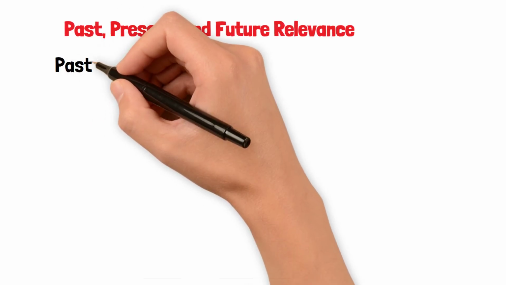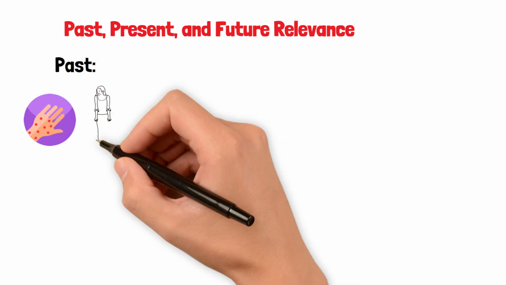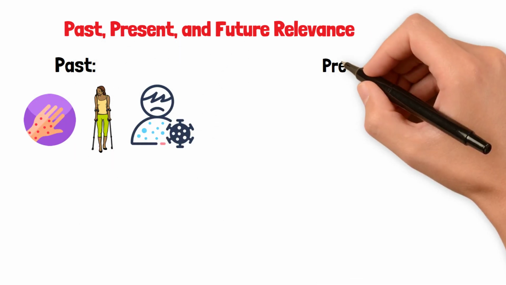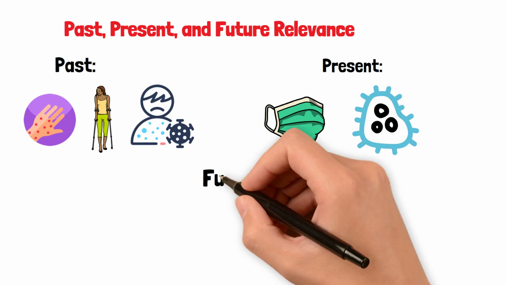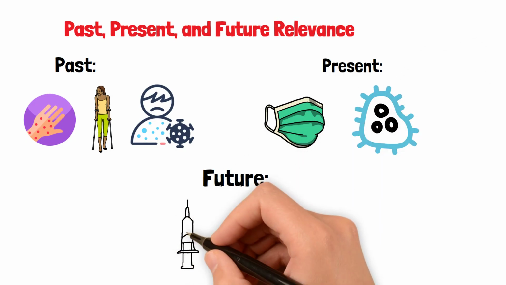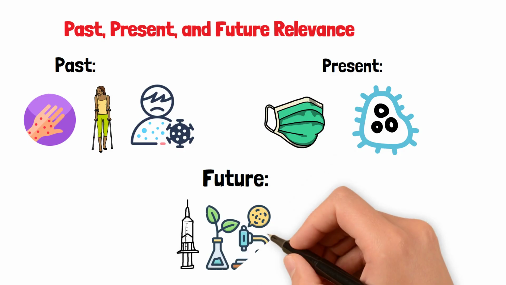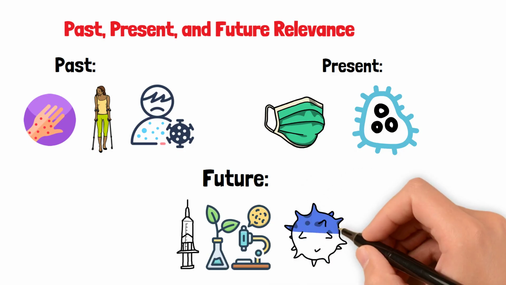Past, present, and future relevance. Past, smallpox, polio, and measles outbreaks shaped human history. Present, COVID-19 reminded us how quickly viruses can change the world. Future, advances in vaccines, antivirals, and synthetic biology will continue to reshape how we fight and even use viruses.